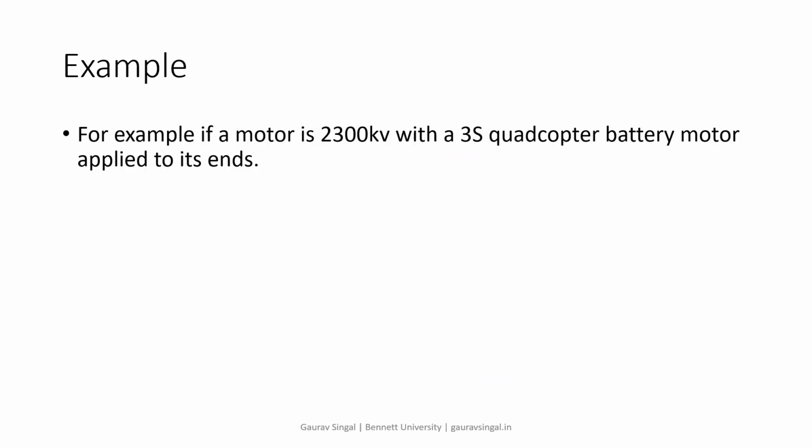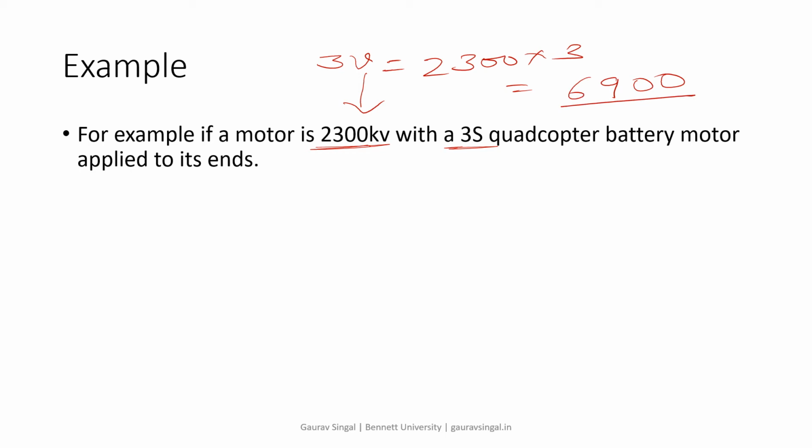Now we can see an example. For example, a 2300 kV motor with a 3S quadcopter battery. First, suppose 3 volt is applied to the 2300 kV motor. What is the RPM? RPM is basically 2300 into 3, that is 6900 RPM.